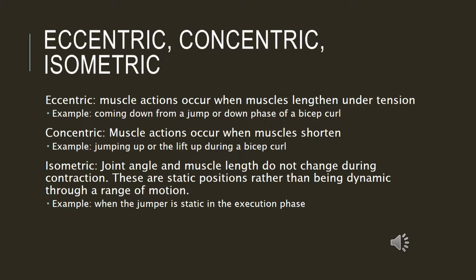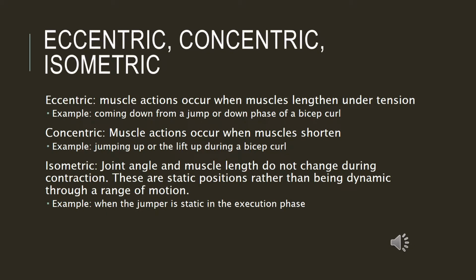Some quick definitions for you are: eccentric muscle actions occur when muscles lengthen under tension. This is coming down from a jump in the example of doing a backflip. Concentric muscle actions occur when muscles shorten. In the example of doing a backflip, this is when the individual jumps up.